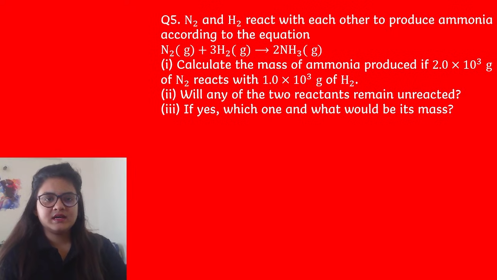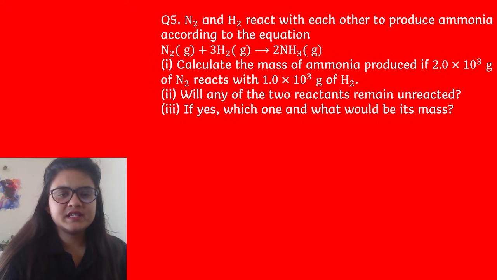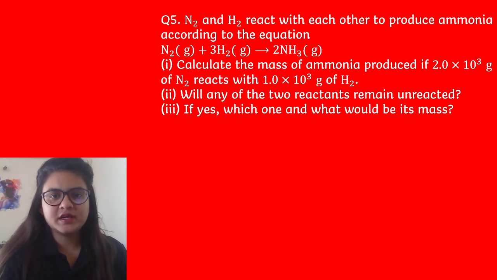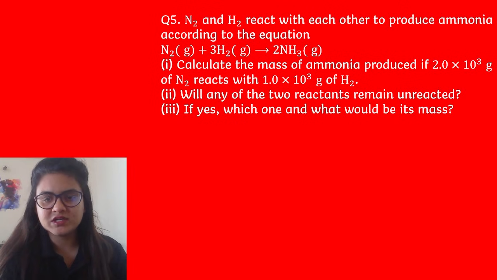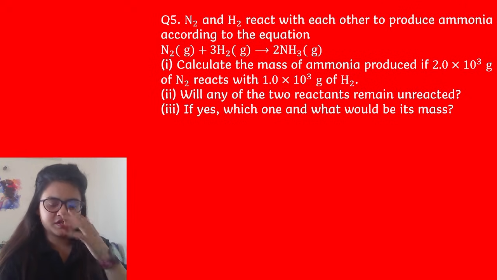Here you can see this is related to the limiting reagent itself. N2 and H2 react with each other to produce ammonia according to the equation. Calculate the mass of ammonia produced if 2.0 × 10^3 gram of N2 reacts with 1 × 10^3 gram of H2. Fine, so let's proceed one by one.